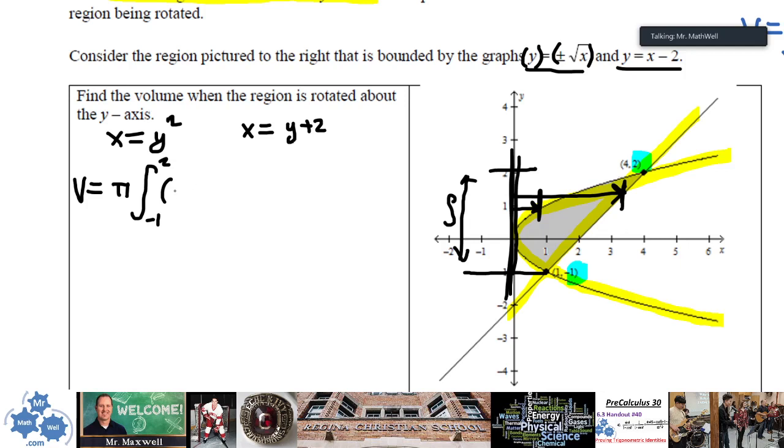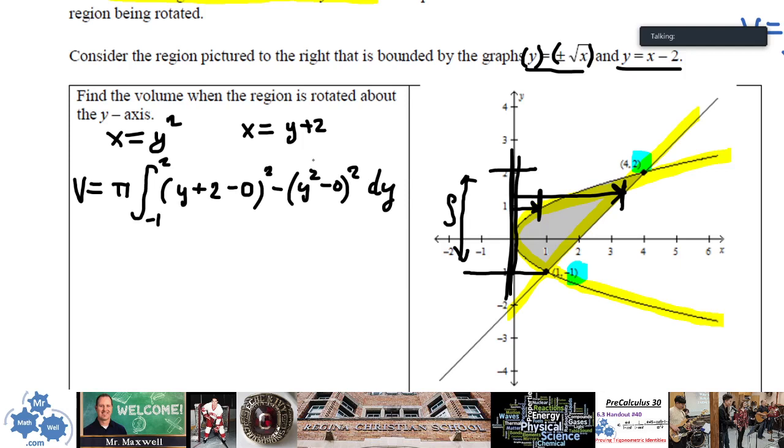So we've got the y plus 2 minus the axis that we're rotating around, which is x equals 0. Okay, so the y-axis is actually x equals 0. We're going to square that, minus y squared minus 0 squared dy. Don't forget your dx, dy, and all that stuff when you're doing your integrals, okay? You good with that so far? We flipped everything around. We got some thumbs up here.